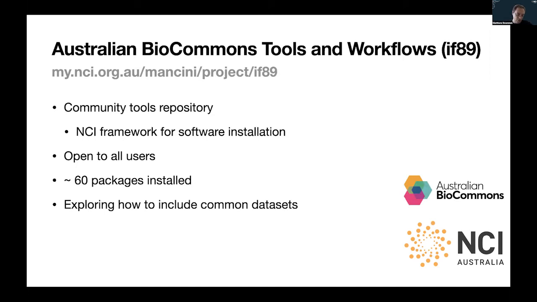So one of the problems with certain bioinformatics tools, or pieces of software, is that they might involve slightly more complicated steps to install centrally than can easily be accommodated here at the NCI. And so with the Australian Biocommons, we've created a tools repository, which has the project code IF89. And this uses the NCI framework for software installation. And it's really a place where packages that, as I said, are difficult to install centrally can be installed. At the moment, there are about 60 packages installed there. We're exploring how we might include common data sets and how workflows might be installed. And as with HR32, this is open to all users.